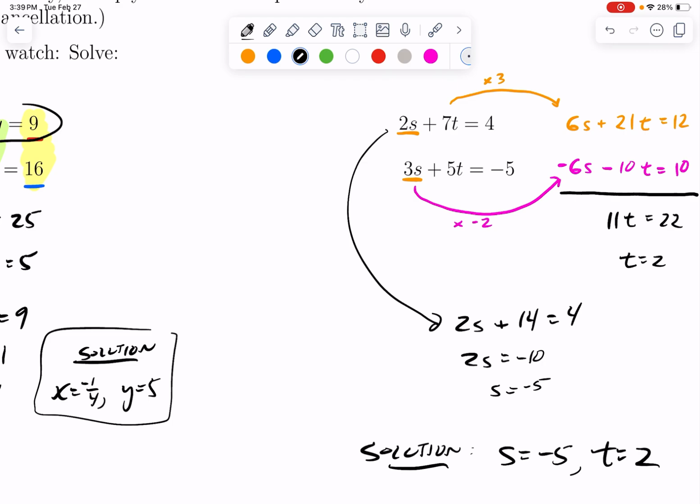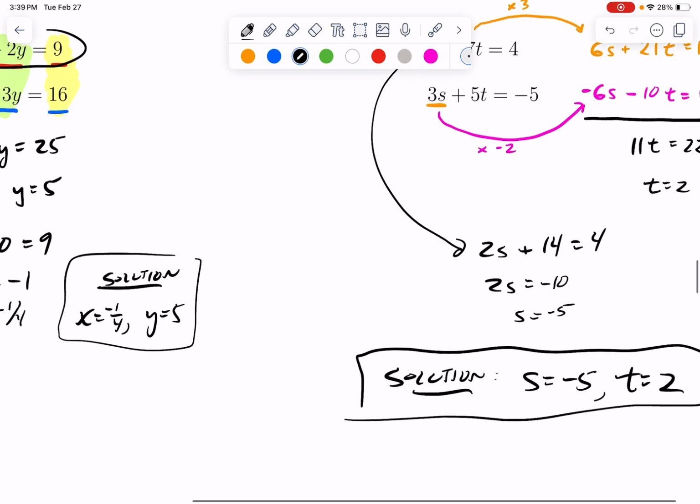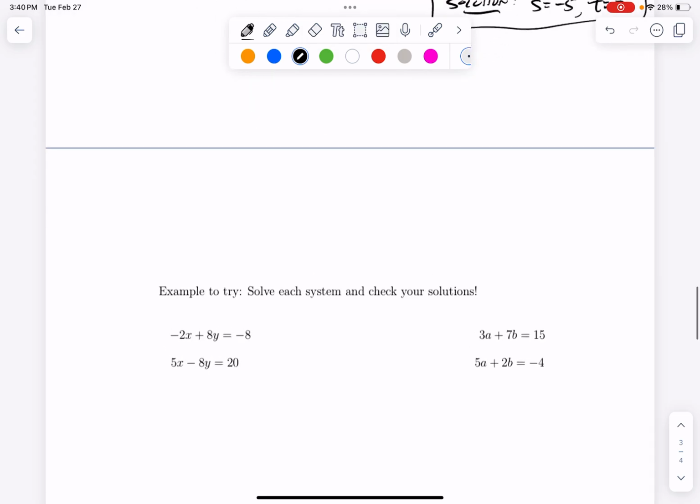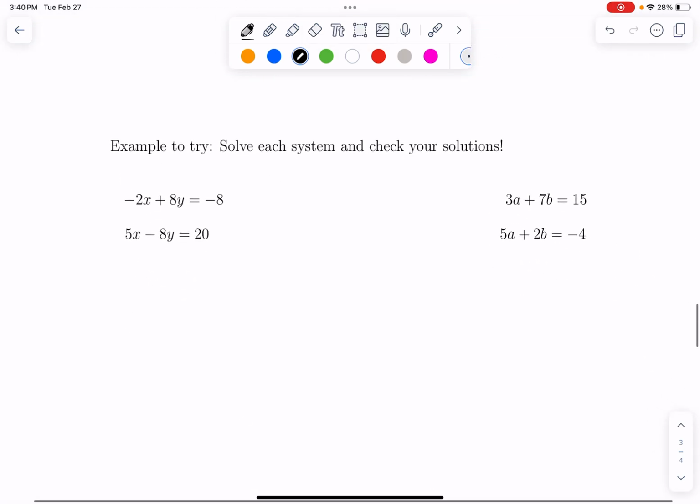And I am just quickly checking in my head that that looks correct. Yes. So here are a couple more for you to try and check. Again, if you're doing this for the first time, pause and really try this on your own.